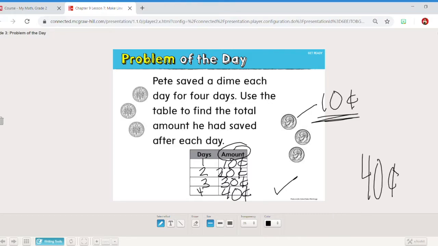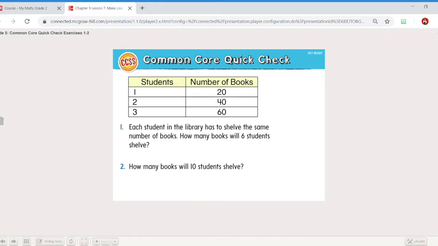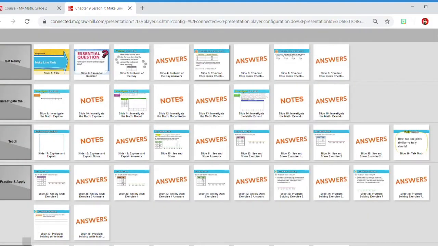Let's go to our next problem. So we have students, number of books. 1 student had 20 books, 2 had 40, 3 had 60. Each student in the library has to shelve the same number of books. How many books will 6 students shelve? Well, it looks like we're going to have to make a bigger table. Then we can continue the pattern that we see here.